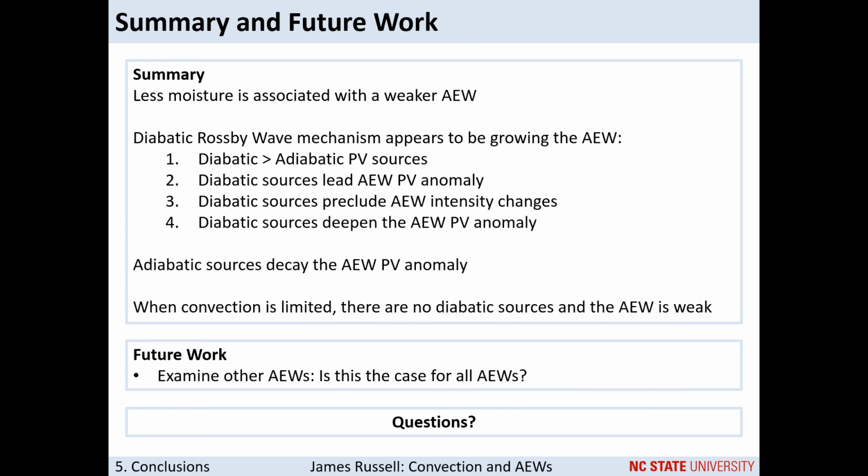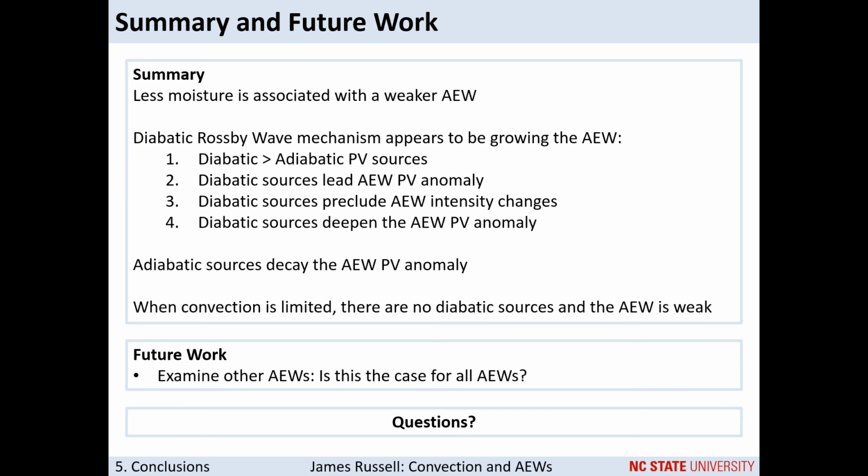And so in summary, we have shown that less moisture is associated with a weaker easterly wave. We've also shown that diabatic Rossby waves, or the diabatic Rossby wave mechanism, appears to be growing the easterly wave. And we showed this by looking at our control simulation. So we saw in that control simulation that the diabatic PV source tends to be greater than the adiabatic PV source, or of the positive sign, whereas the adiabatic PV source was the negative sign. Also, the diabatic source led the easterly wave PV anomaly.